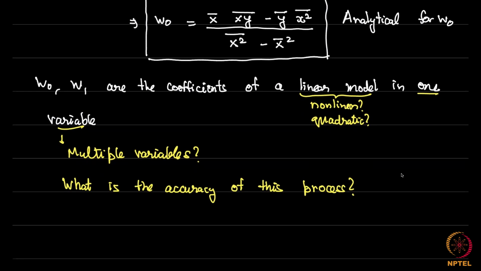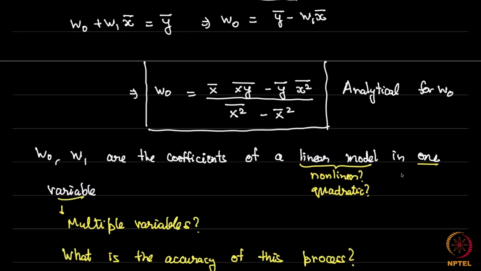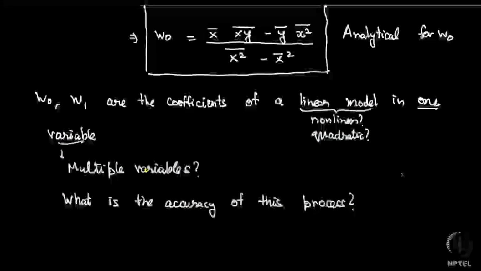So all these questions we will answer in the future videos within this week. So in this video, all we saw was two simple expressions for W0 and W1. Usually these equations are written in a slightly different form, which I will discuss in the next video. But more importantly, in the next video, we will also start with the quadratic model. We will also look at how you can generalize the same process if you have multiple variables. So thank you. That's it for this video.